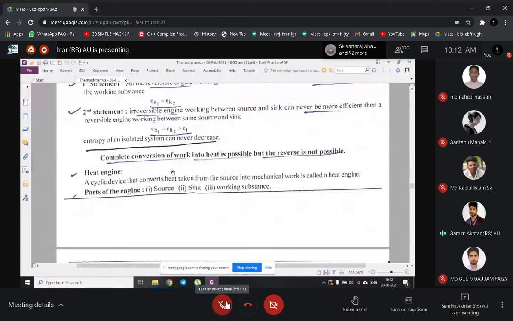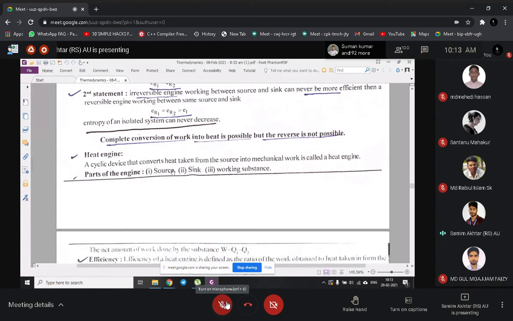There is another consequence that arises. The complete conversion of work into heat is possible, but the reverse is not possible. The conversion of work into heat is possible, but the complete conversion of heat to work is not possible. This is the consequence.